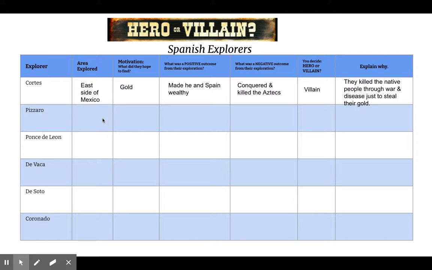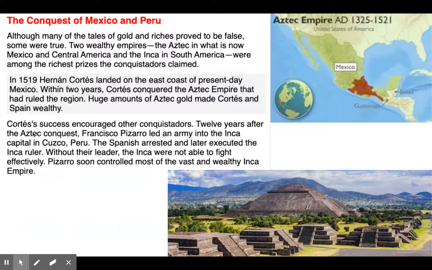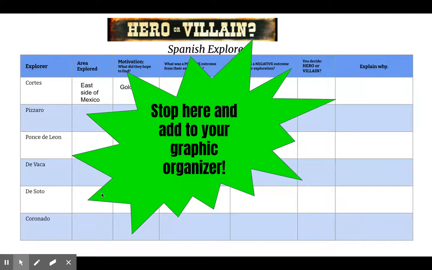Okay. Now, the next person I'm going to be looking for is Pizarro. And there was just an itty bitty piece about Pizarro right at the bottom of this, where it talked about how Pizarro led an army into the Inca capital of Cuzco, Peru. But I've already answered one of my questions, the area that he explored. So I'm going to give you a minute to pause the video and to add to your graphic organizer about Pizarro.